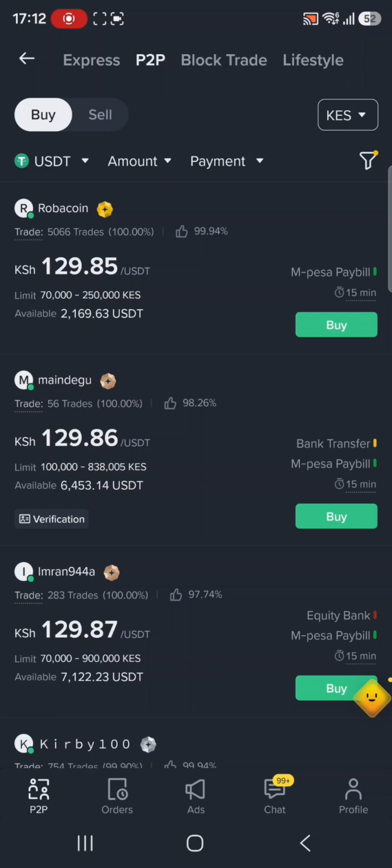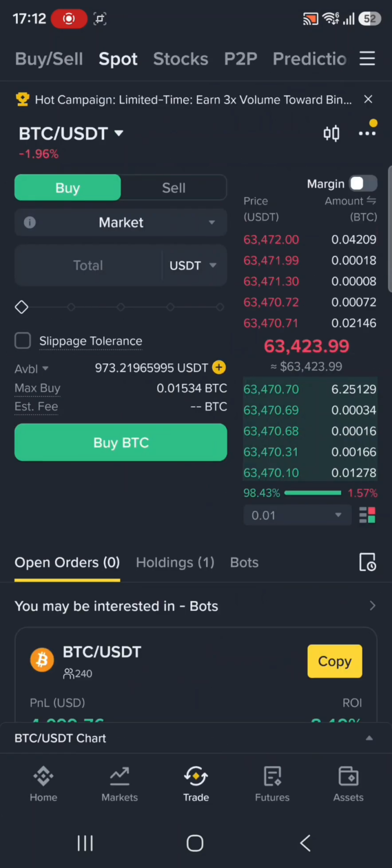So crypto arbitrage trading is buying your assets at a lower price on a centralized platform like Binance via P2P and selling them at a higher price on a decentralized platform.